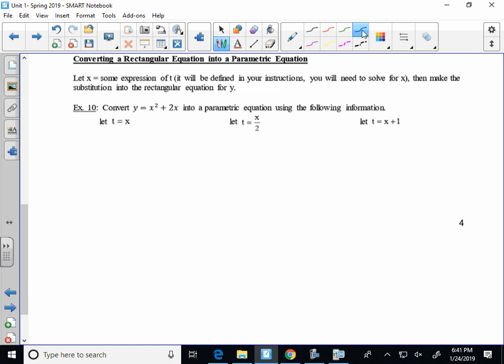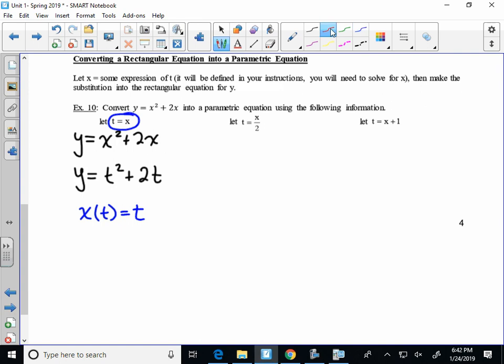All right, so anyway, what I want to do is substitute, because that seems to be the general theme here. We have y equals x squared plus 2x. And I'm saying that x is equal to t, so that means every x can go away and be replaced with a t. Our final answer would be x equals t, but I'm going to write it as x of t equals t. That's coming from this guy. And then y of t would be equal to t squared plus 2t.